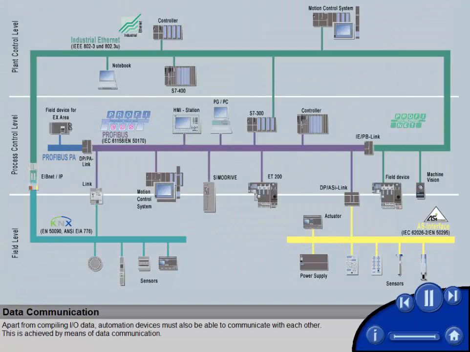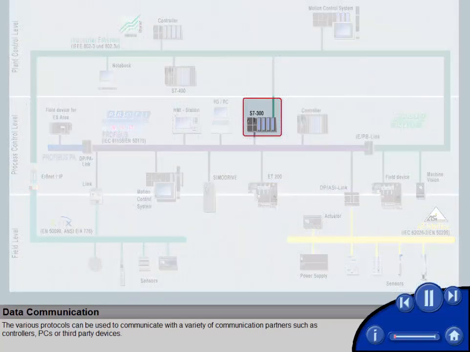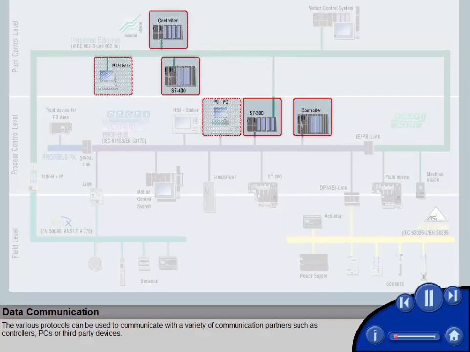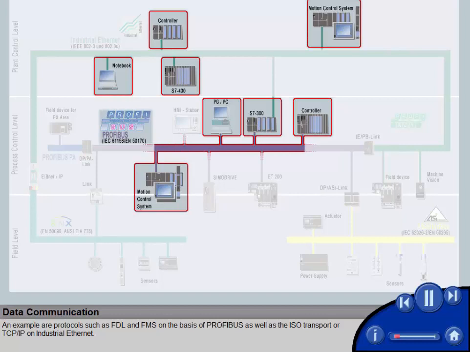Apart from compiling I/O data, automation devices must also be able to communicate with each other. This is achieved by means of data communication. The various protocols can be used to communicate with a variety of communication partners, such as controllers, PCs, or third-party devices. An example are protocols such as FDL and FMS on the basis of Profibus, as well as the ISO transport or TCP/IP on industrial Ethernet.